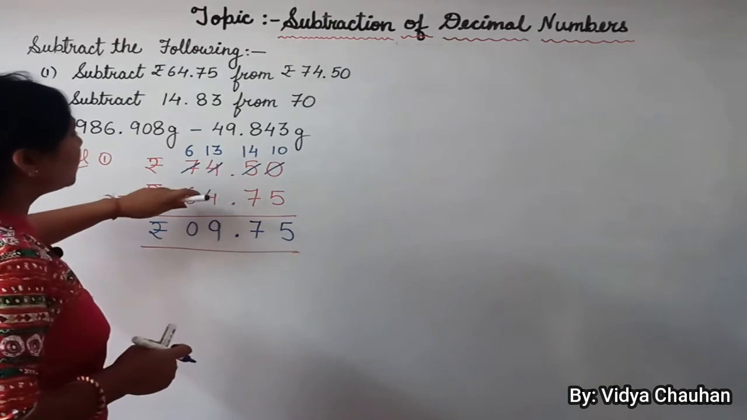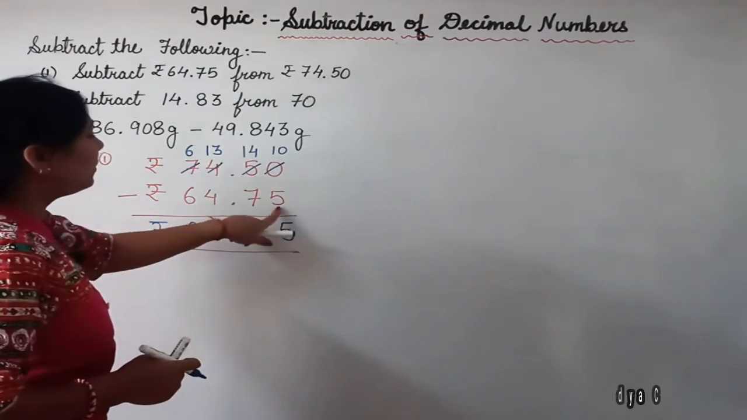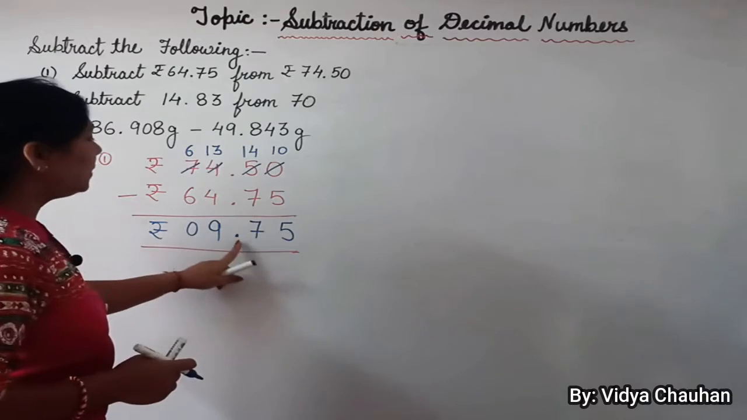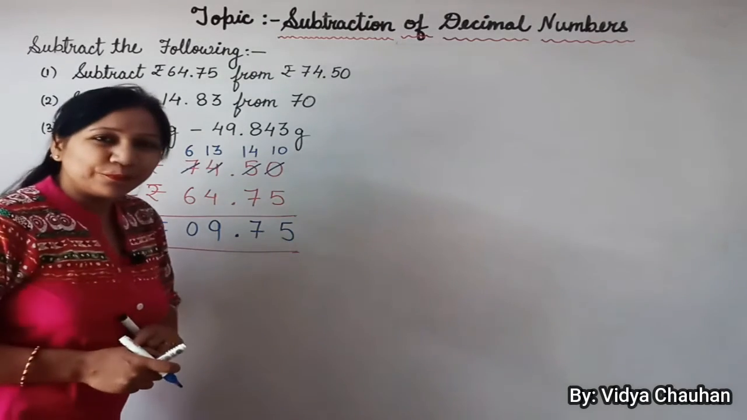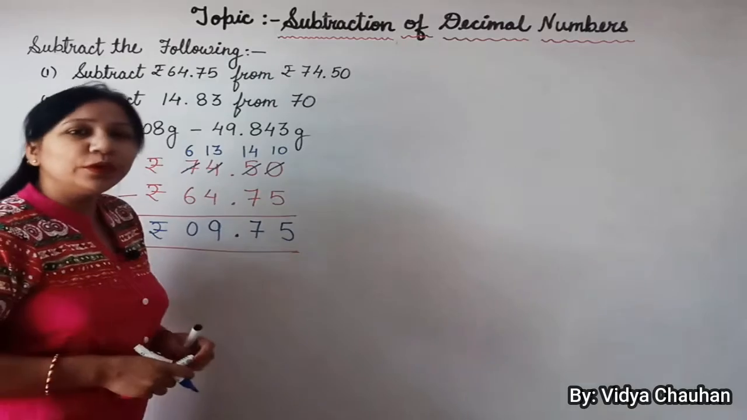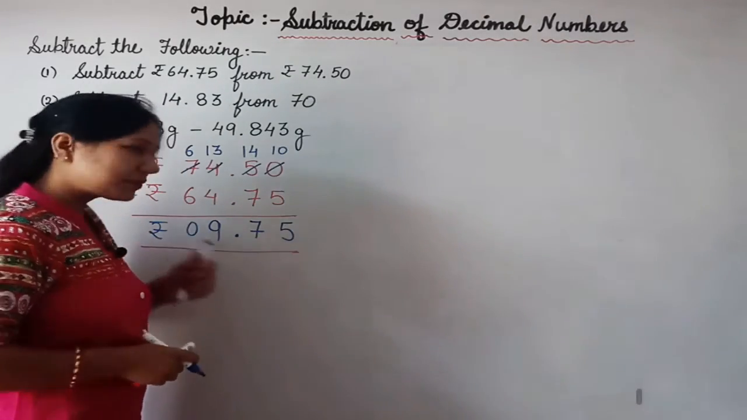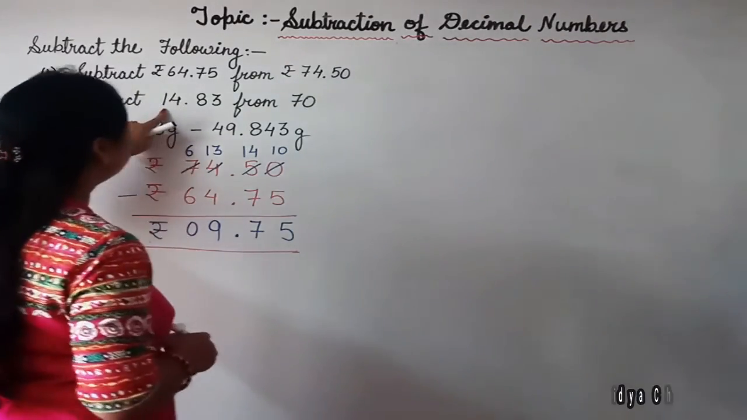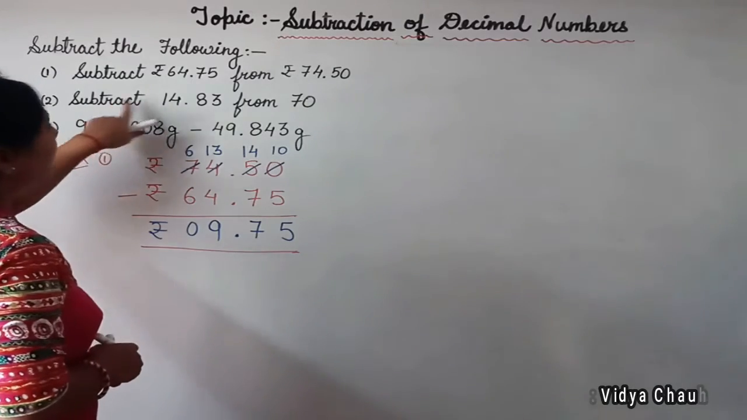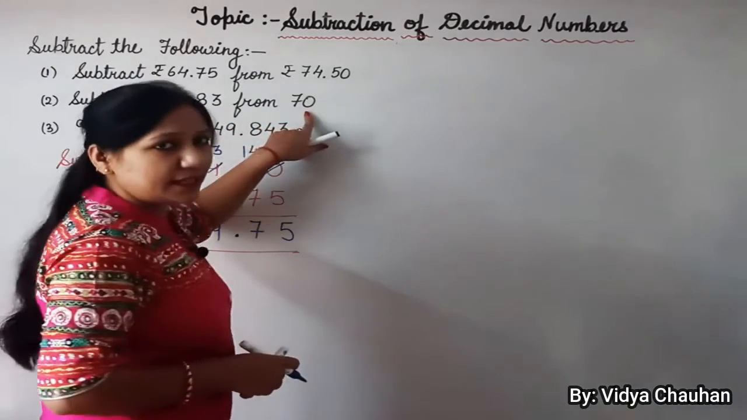So the difference of 74.50 and 64.75 is rupees 9.75. This is how you can subtract any value which is given to you in the decimal form. Clear, students? Let's take another example in which you have to subtract 14.83 from 70.